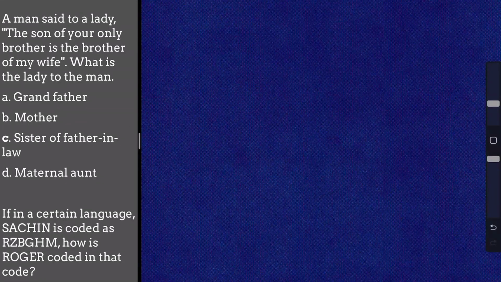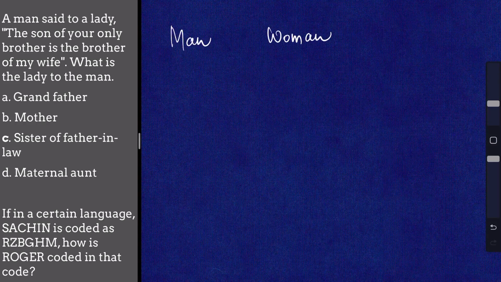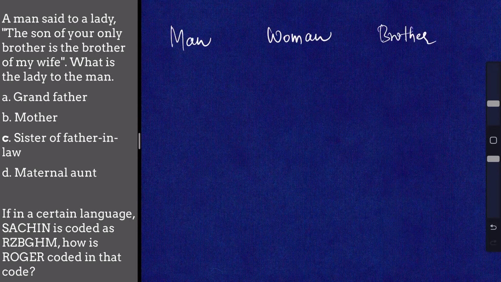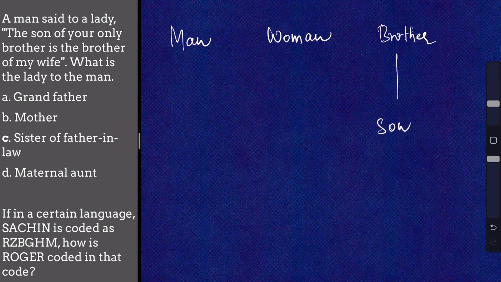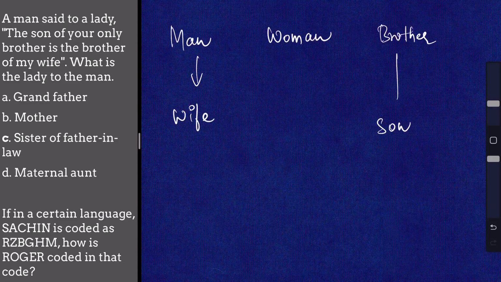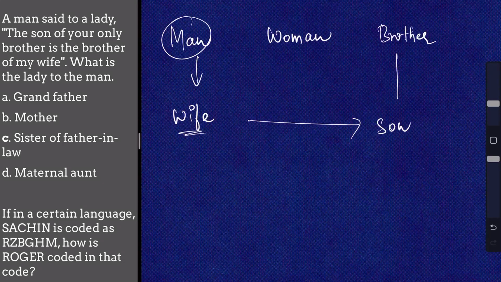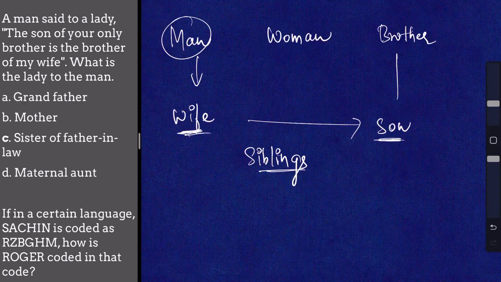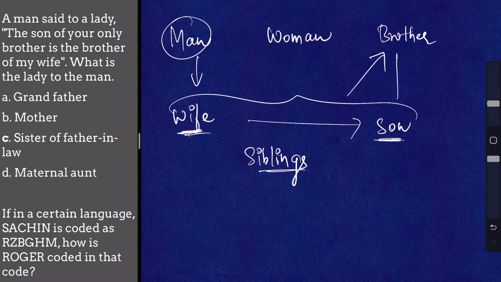A man said to a lady, a man tells a woman, what does he say? The son of your only brother. She has a brother apparently, and that brother has a son. The son of your only brother is the brother of my wife. Okay, this man has a wife, and that wife's brother is this son. That means this man's wife and this person's son are siblings.